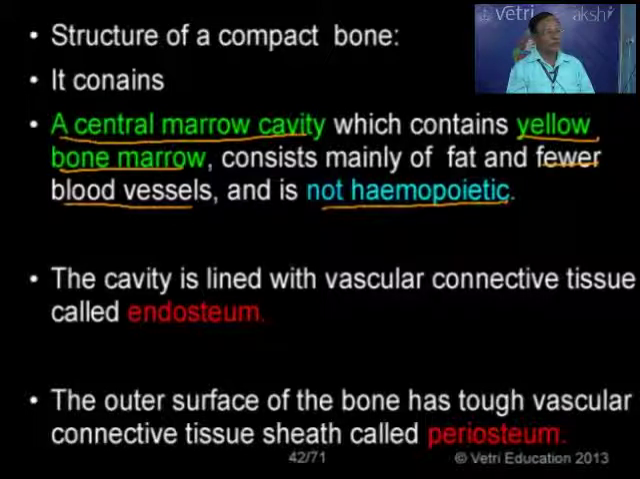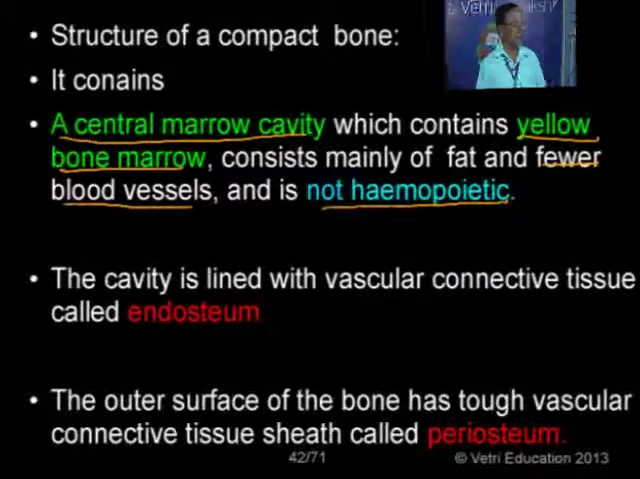Whereas the red bone marrow is called a hemopoietic organ because it is concerned with the production of blood cells. So that is hemopoietic, and this one is not. And again, the red bone marrow is rich in blood vessels, while here we have only fewer. Then, I mentioned already the cavity is lined with vascular connective tissue, the endosteum, and another vascular connective tissue covers the surface of the bone, the periosteum, as we have seen in the picture.